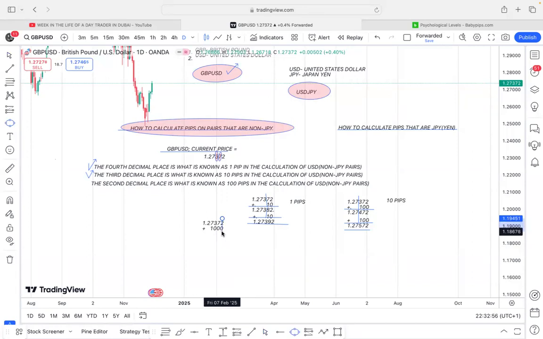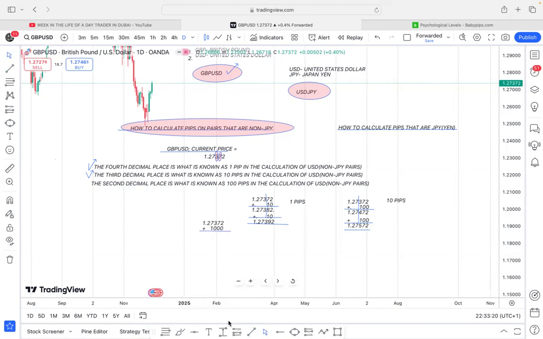You forget about it when you're doing your calculation, but it's still important due to the fact that there's what we call pipette. There's pip and there's pipette, but pipettes are not really important because they don't really hold much value. So your main focus should be how to calculate pips, literally. So now let's calculate this together.